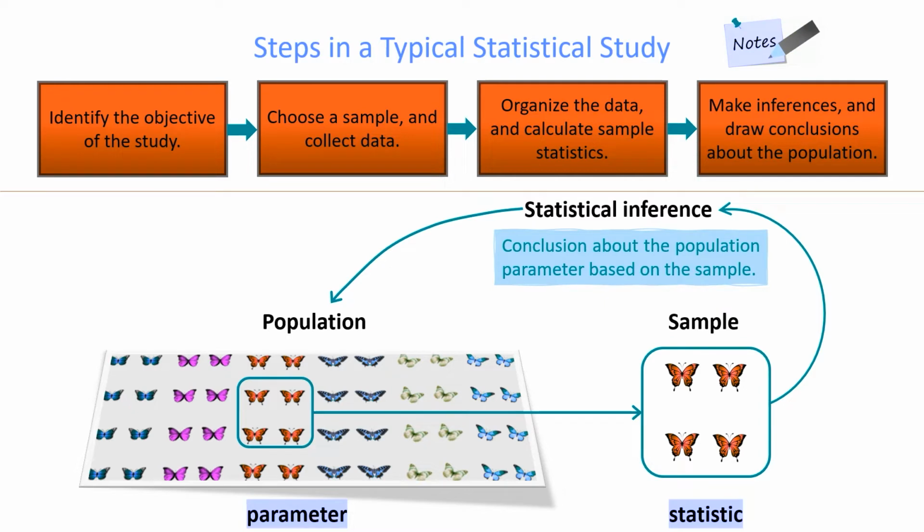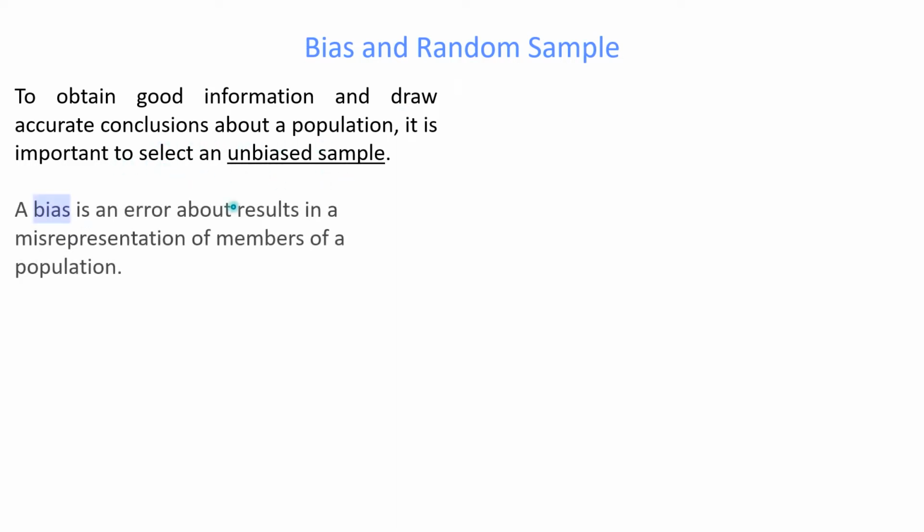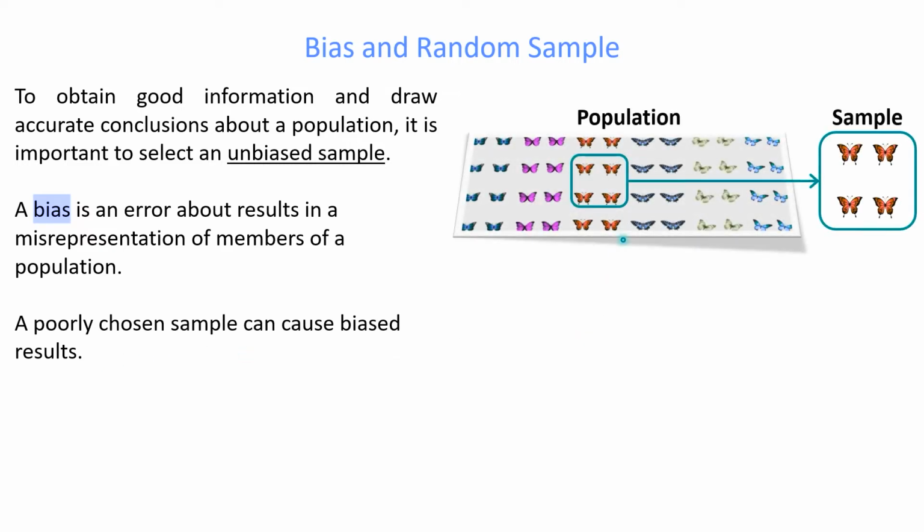Now, to obtain good information and draw accurate conclusions about a population, it is important to select an unbiased sample. A bias is an error that results in a misrepresentation of members of a population. A poorly chosen sample can cause biased results. So in our first example, we can see that this sample is taken only from the blue species of butterfly. So our conclusions about the entire population of butterflies from this sample won't be accurate.